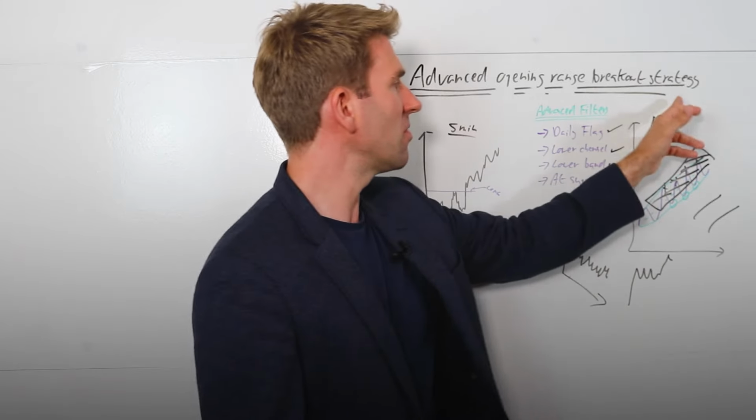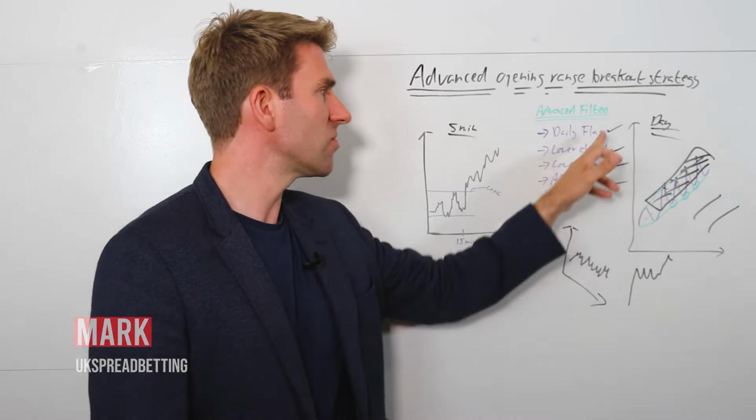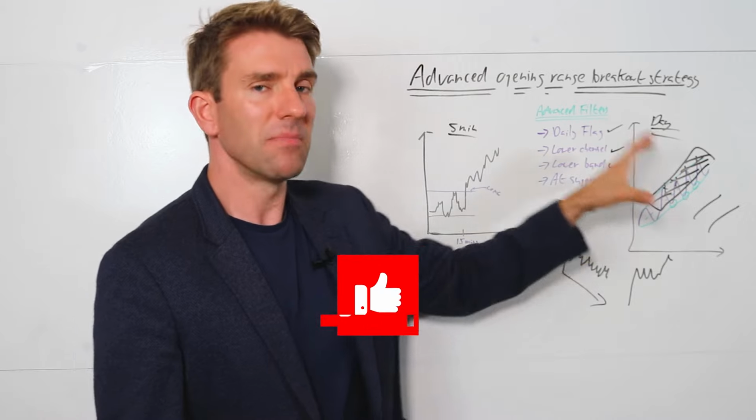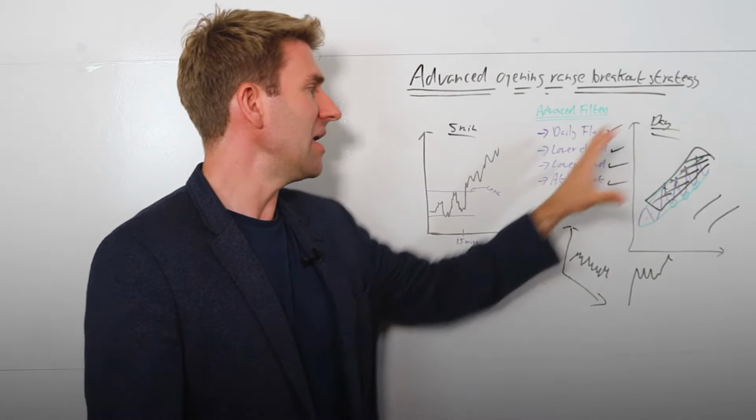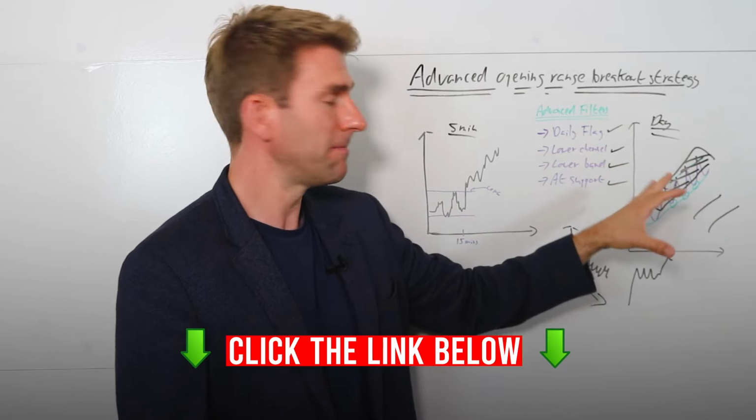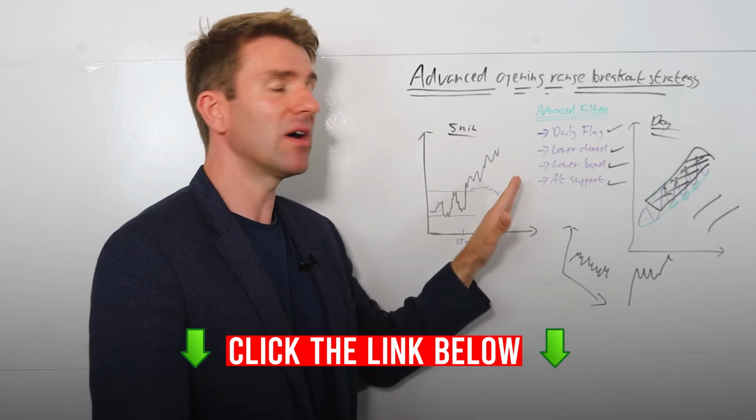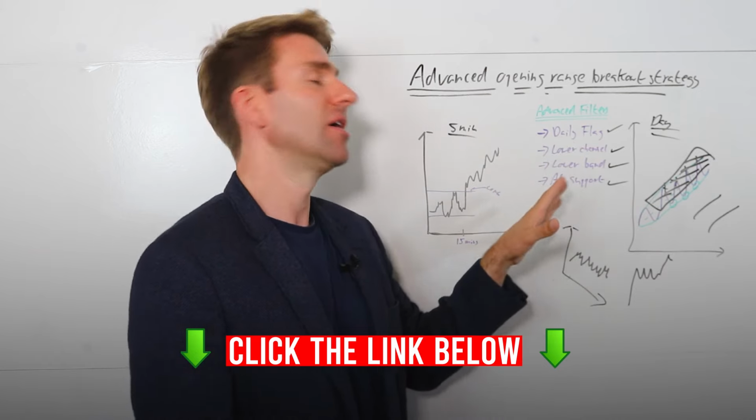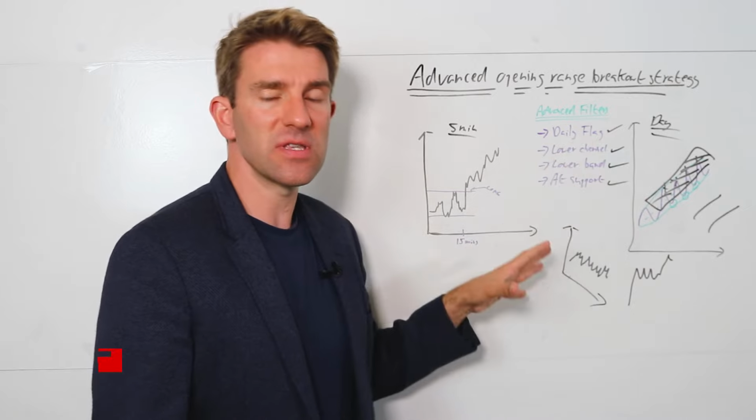So opening range breakout strategy, those are some ideas for advanced filters to add before that. And then you go, hey, if this filter's ticked and I get the trigger from the opening range breakout strategy, I'll take the trade. If neither of those are there, I won't take the trade.